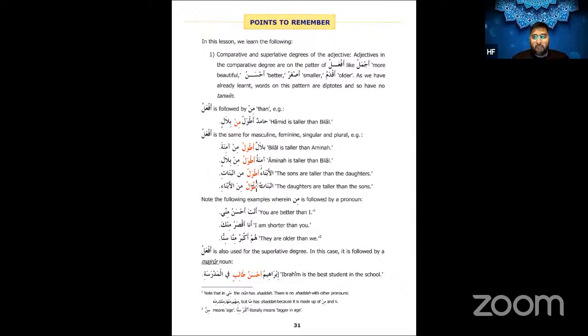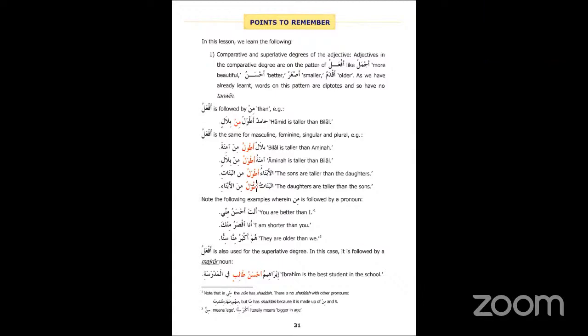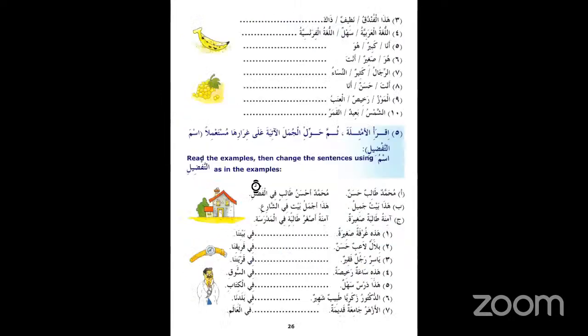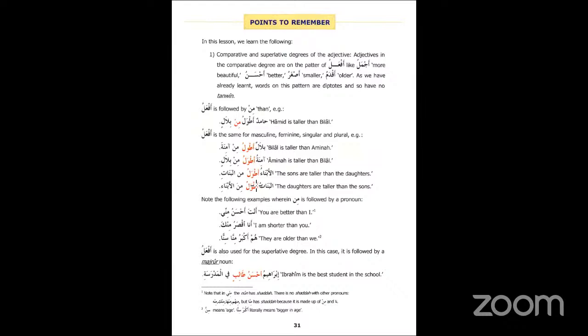Bismillah. Page 31. Bismillahirrahmanirrahim. In this lesson, we learn the following: comparative and superlative degrees of the adjective. Adjectives in the comparative degree are on the pattern of af'alu, like ajmalu, more beautiful, ahsanu, better, asgaru, smaller, aqdamu, older. As we have already learned, words on this pattern are diptotes and so have no tanween.